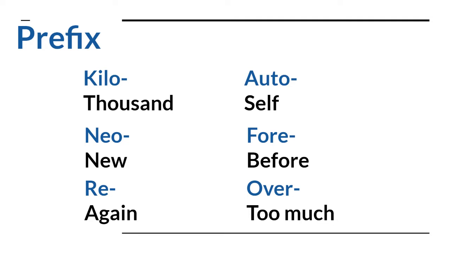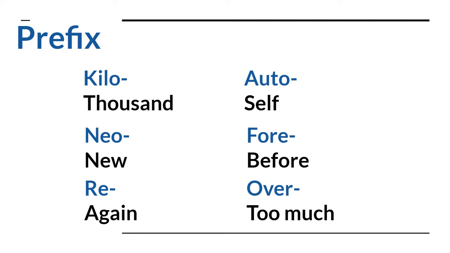Next one, auto, meaning self. You do it yourself. Automatic, right? Automobile. Automobile means car. A mobile is something that moves. Auto means something that moves by itself.